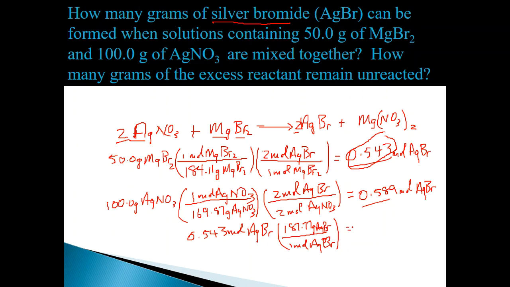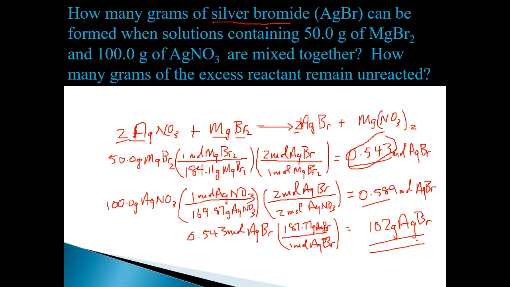And when I do that, 0.543 times 187.77, according to my calculation, this works out to be equal to 102 grams of AgBr. So that would be the answer for the first part.